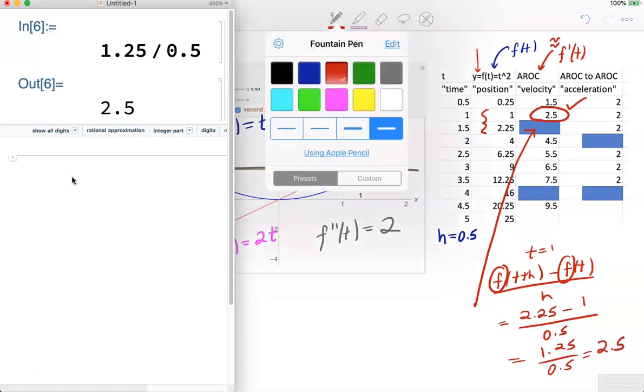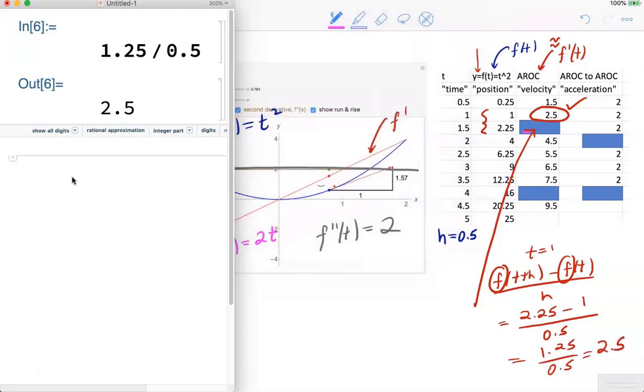Okay, so if you want to fill in this blank right here, we need to do different values, right? We need to do the function evaluated at 2 minus the function evaluated at 1.5 over the time spacing again, which is 0.5. So the function evaluated at 2 is equal to 4.